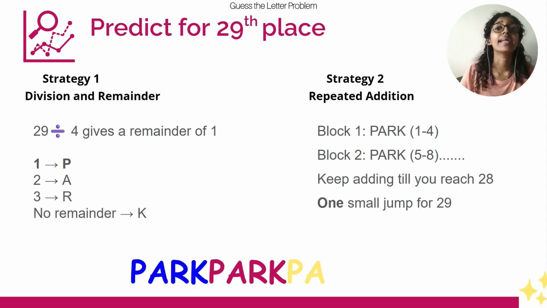So they keep on adding till 28. That means they keep on adding 4, 8, 12, 16, and so on till 28, 7 times, and then they reach 28, and the letter will be K there, right? After that, they take a small jump for 29, because after 28, it's immediately 29, right? So we just need to take one small jump. That means one jump to reach 29. That means the letter P.